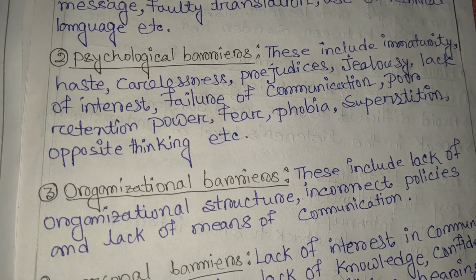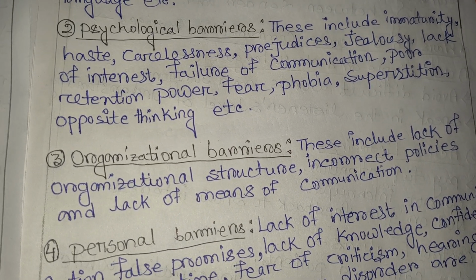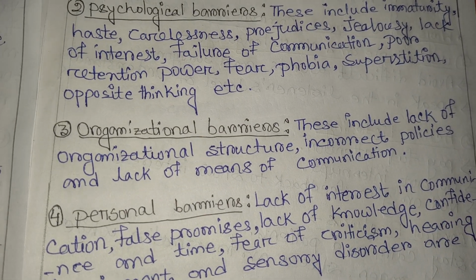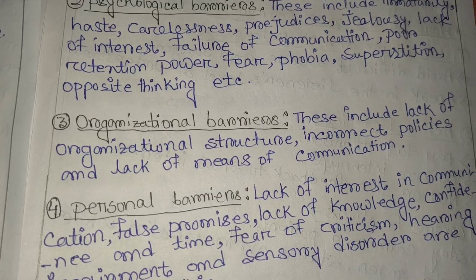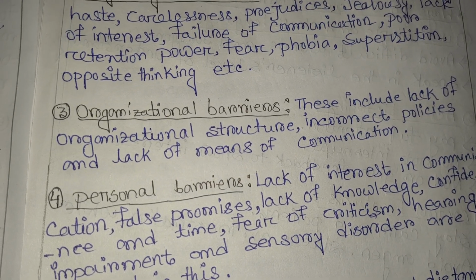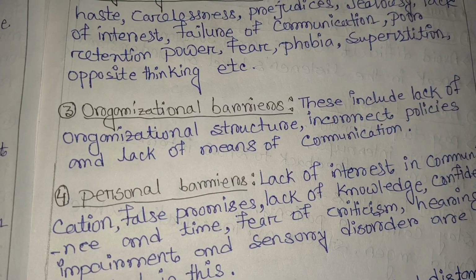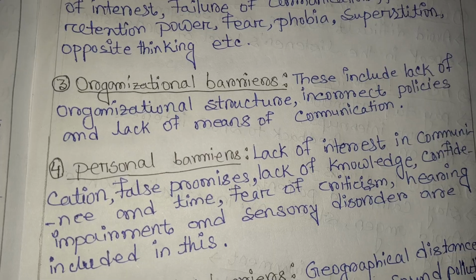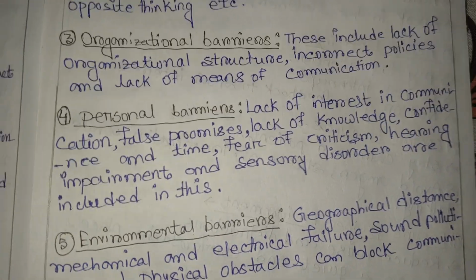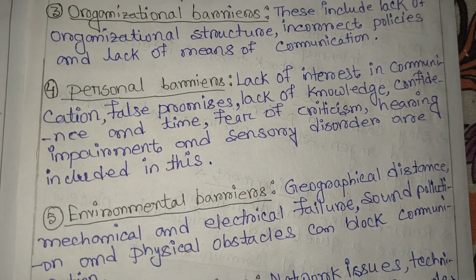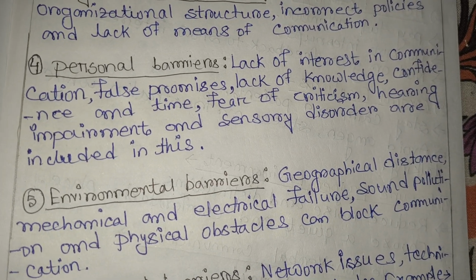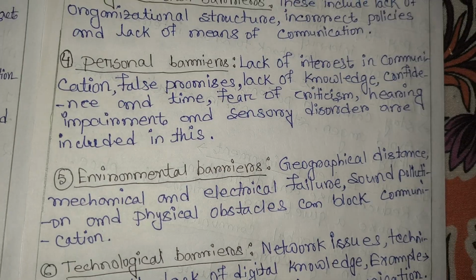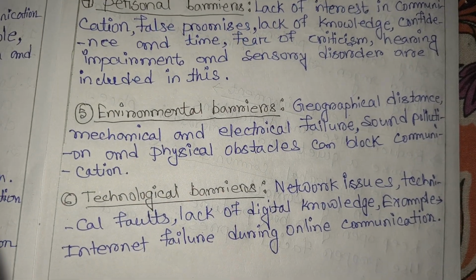Psychological barriers: these include immaturity, haste, carelessness, prejudice, jealousy, lack of interest, failure of communication, poor retention power, fear, phobia, superstition, opposite thinking, etc. Organizational barriers: these include lack of organizational structure, incorrect policies, and lack of means of communication. Personal barriers: lack of interest in communication, false promises, lack of knowledge, confidence, and time, fear of criticism, hearing impairment, and sensory disorder are included in this.